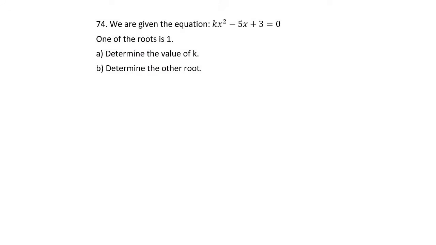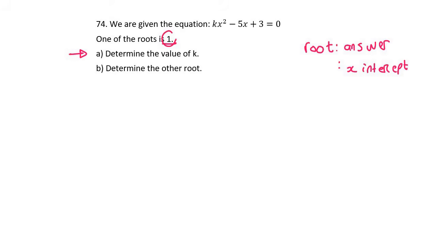In question 74, we are given an equation, kx squared minus 5x plus 3, and one of the roots is 1. Now remember, a root is actually just a fancy word for answer. And later on in the year when you do graphs, it's also a fancy word for x-intercept. Okay, so it says here, determine the value of k.